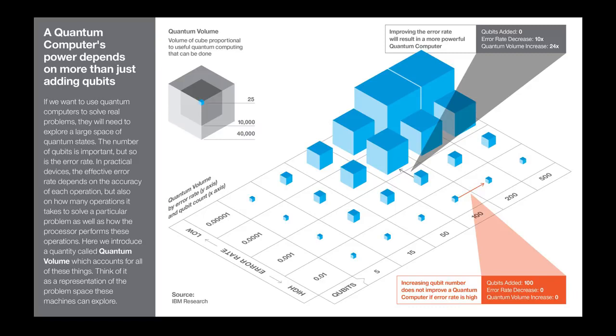If I have 1 qubit, I can be in 2 states, and the more qubits, I can be in a superposition of 2 to the n states. But another important factor is the error rate, right? I have to be able to control what's going on in the qubits. If I have really high errors and all of my operations don't work out as I expect them to, then that's not going to really work.